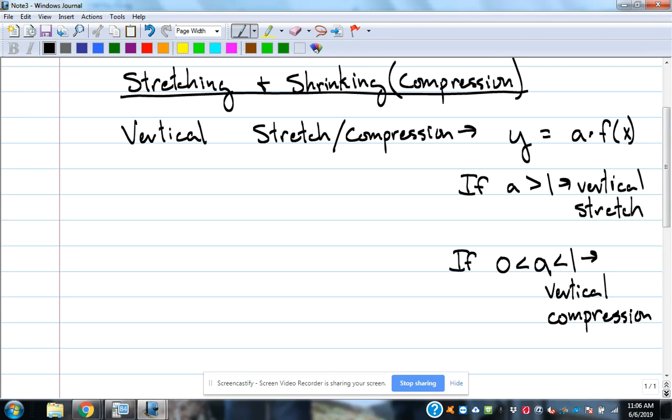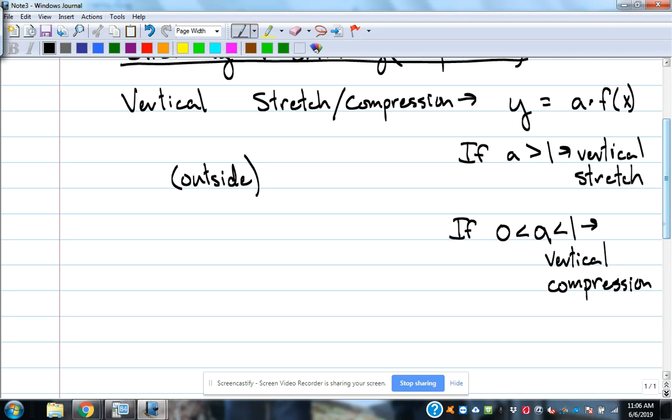So that number in the front that you're multiplying by, it's got to be on the outside. Make sure you recognize that it's on the outside. Vertical things happen on the outside. That's one of the things we got to remember. That if it's a bigger number, it's going to be a stretch. If it's a smaller number, it's going to be a compression. Okay. Notice that we don't even address negative numbers here, because that's a whole different thing. Okay. We're just talking about the value of that number. If it's bigger than 1, stretch, smaller than 1, compression. That's what we got to know.